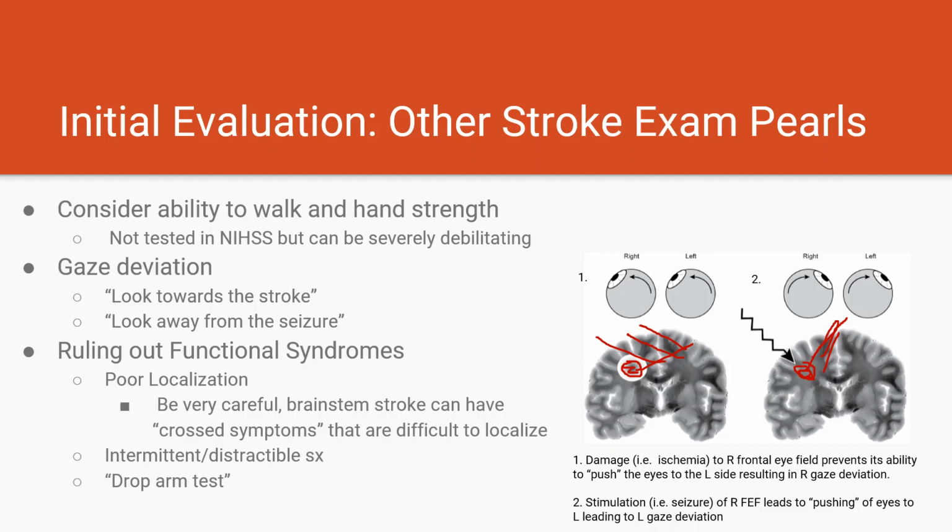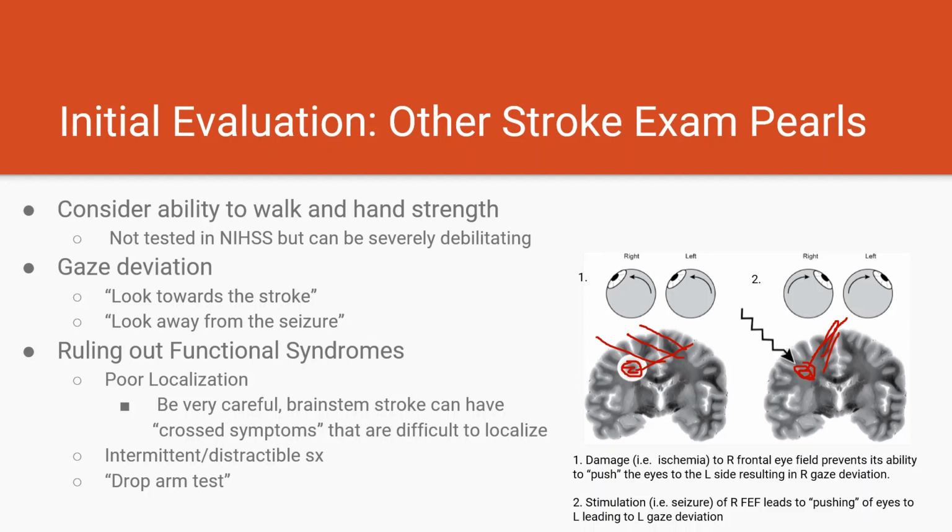This is really important because it helps you understand the phrase, look towards the stroke, look away from the seizure. Understanding this is really helpful in helping you differentiate between seizure and stroke, and then, like I said, seizure with Todd's paralysis, which can often be very difficult.